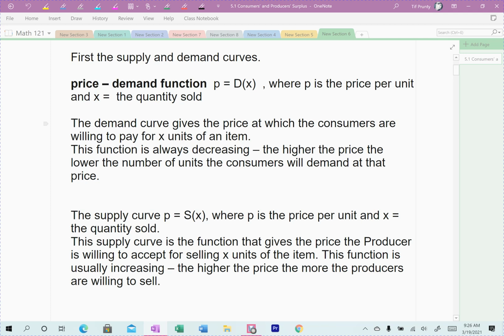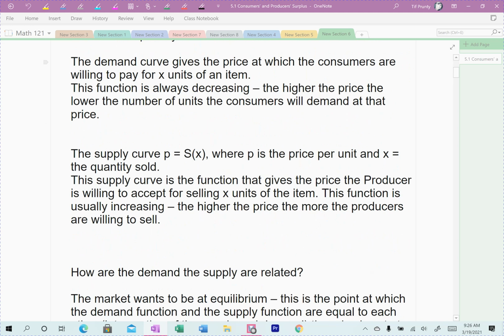That's the one we're going to look at, the perfect market equilibrium point. The demand curve gives the price at which the consumers are willing to pay for x items in this particular market. Demand is always a decreasing function. Demand goes down when price goes up, because fewer people can buy it if it has a higher price.